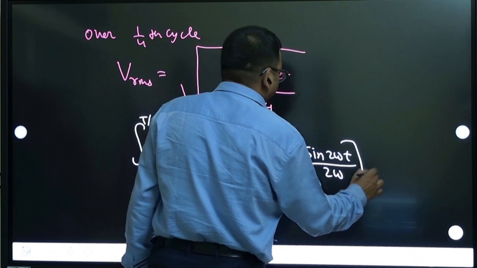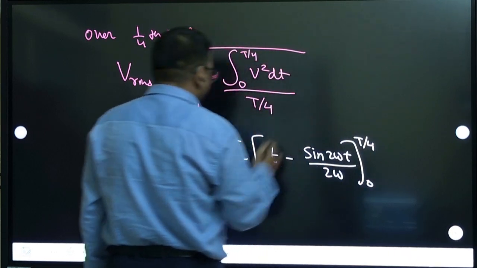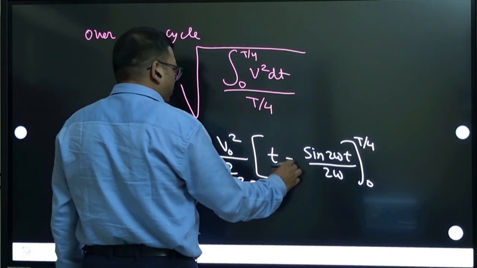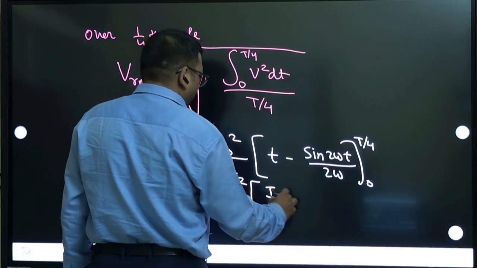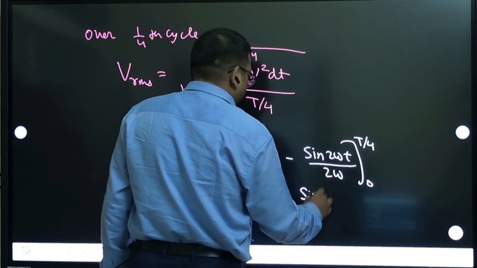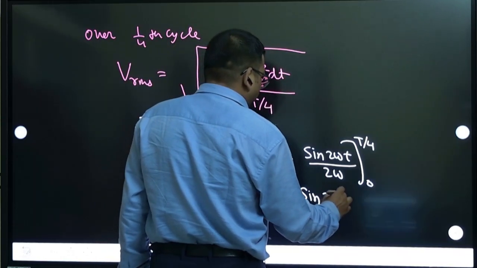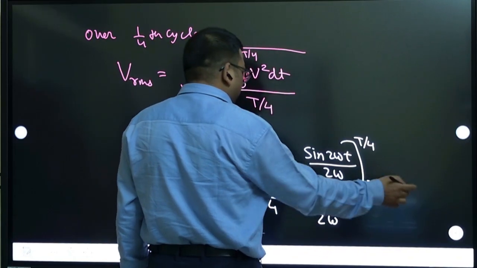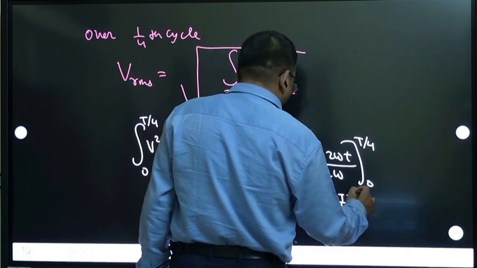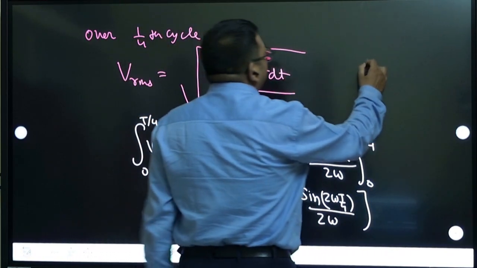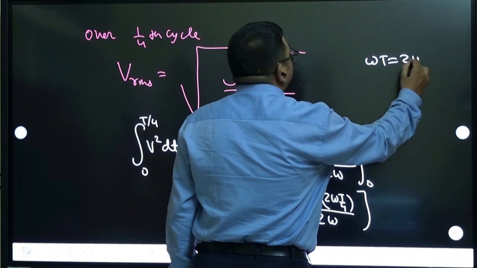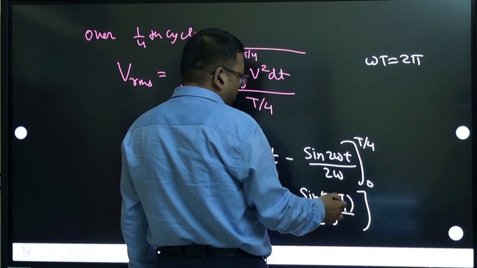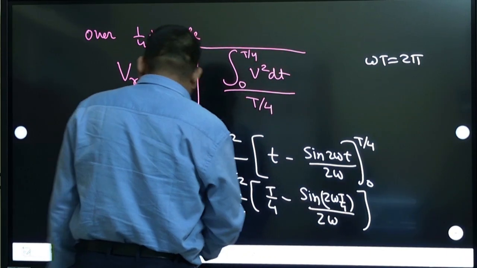You have to substitute 0 to T by 4. Substitute that. So V naught square by 2, and you have to put T by 4 minus sin of 2 omega T by 4, divided by 2 omega. Other terms are 0, that you leave it. Okay. Now you know that omega T is 2 pi. So this is omega T by 2. Correct? Right? How much it comes? Check it.